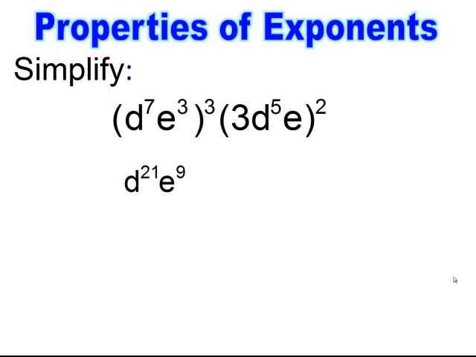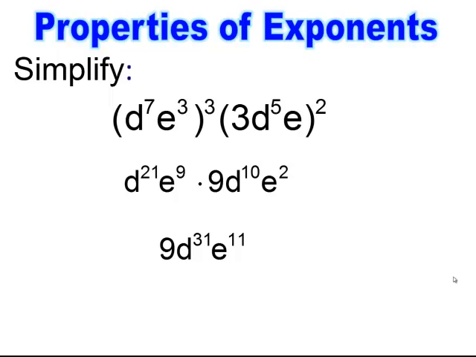So I do the first piece first. I get d to the 21st, e to the 9th, times, and I do the second piece, and it's 3 squared, which is 9, d to the 10th, e squared. Now I have the multiplication property where I'm adding exponents for like bases. Remember, the numerical part needs to go up front, so I end up getting 9 d to the 31st, e to the 11th.